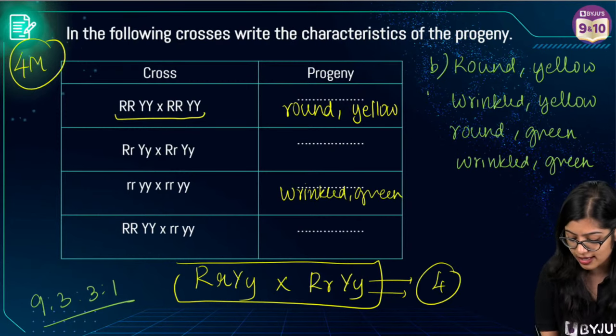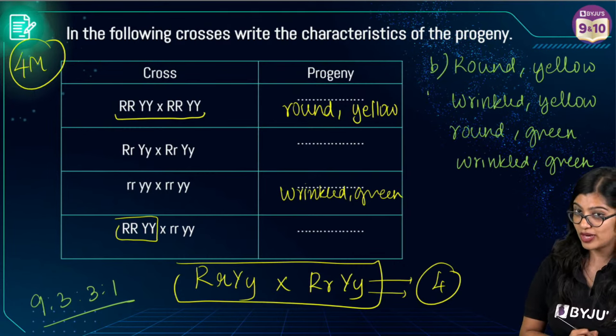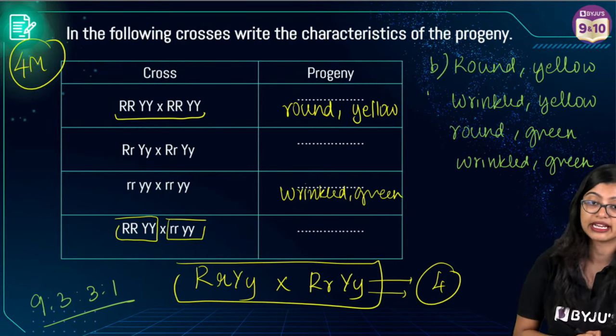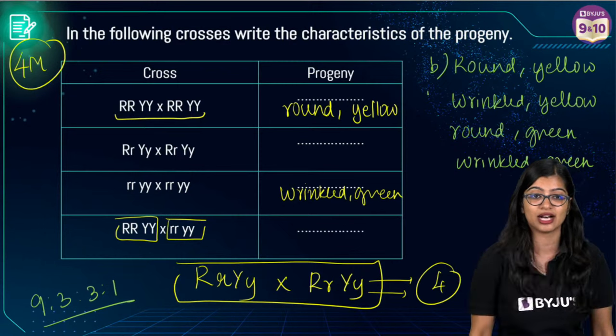And the last one here is one pure round and yellow plant crossed with one pure wrinkled and green. What is the answer?